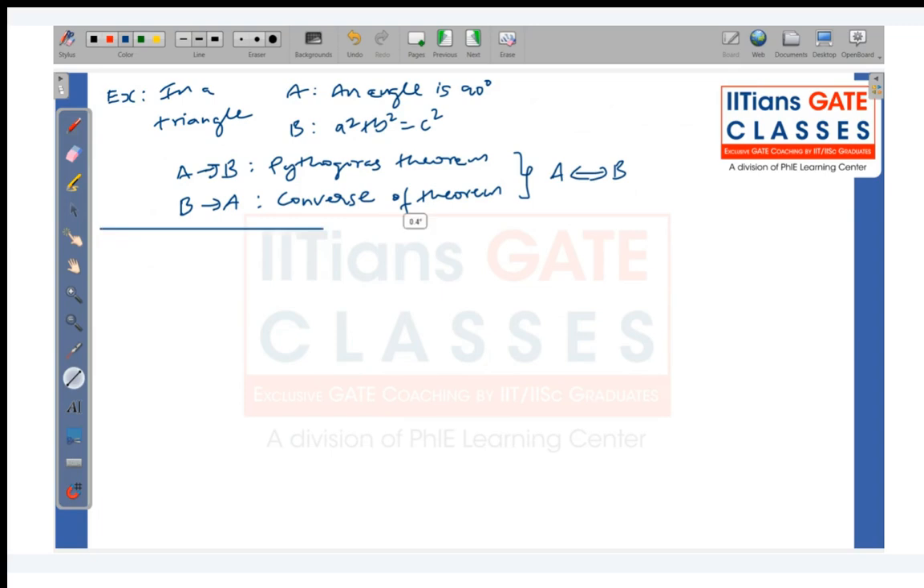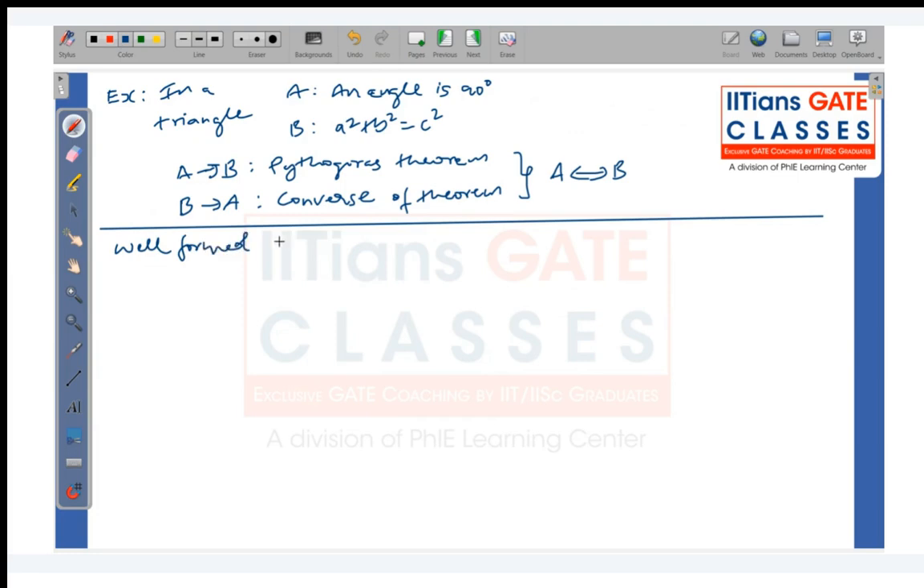To the next topic, we'll briefly see what well-formed formulae are, so called WFFs. Okay. This has to do with building complex propositions.